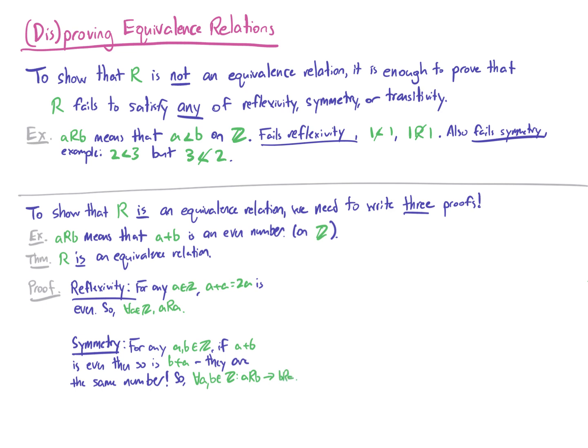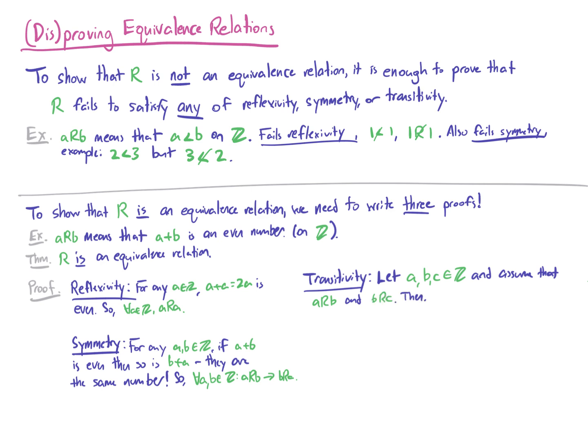Okay, last one. We have to prove transitivity. Transitivity is almost always the most challenging part of a proof that something is an equivalence relation. So let's get right into it. Let a, b, and c all be integers, and assume that a is related to b and b is related to c.